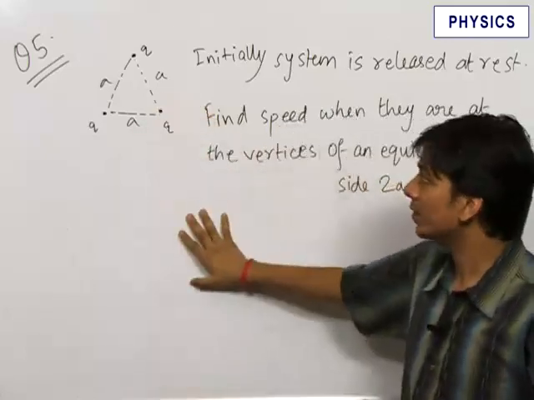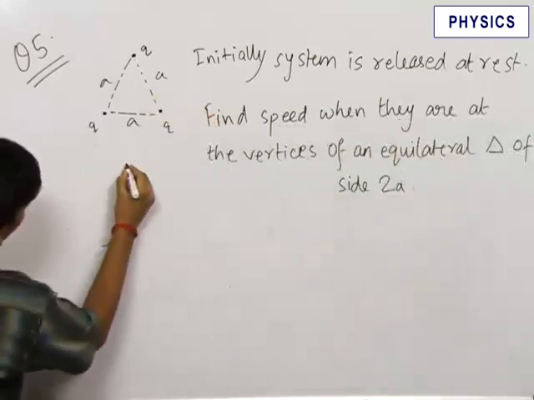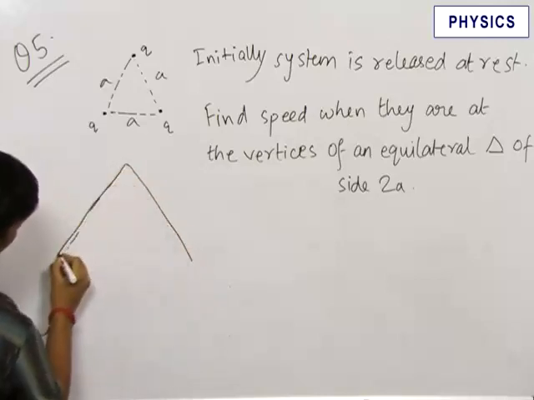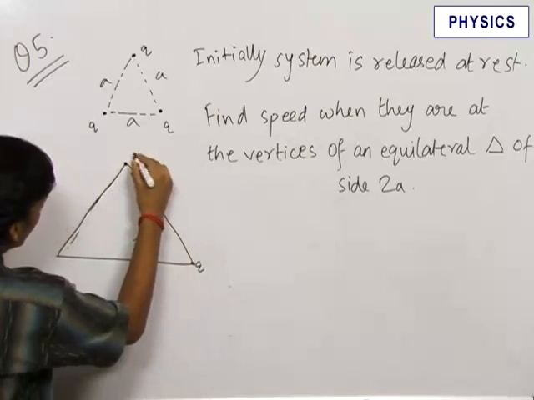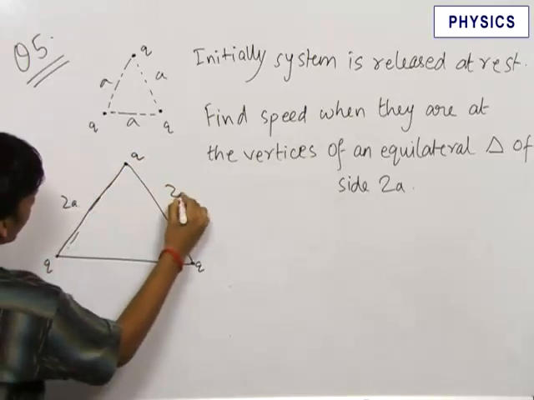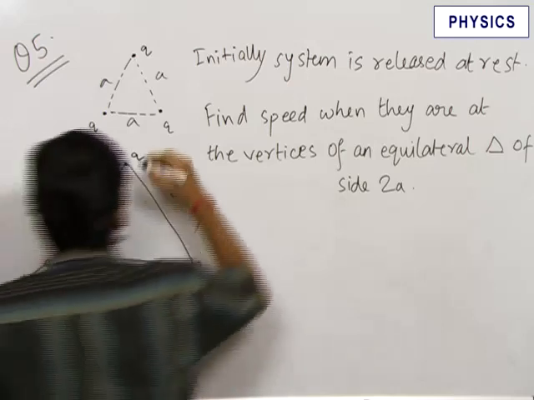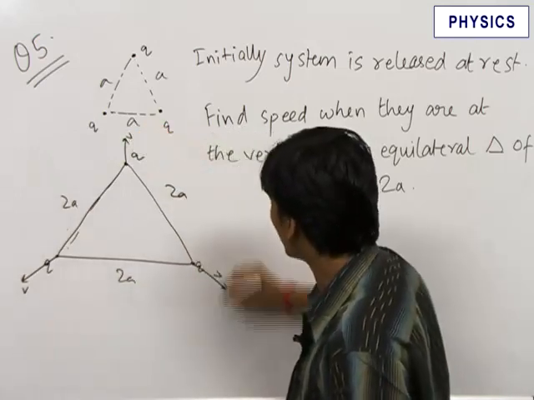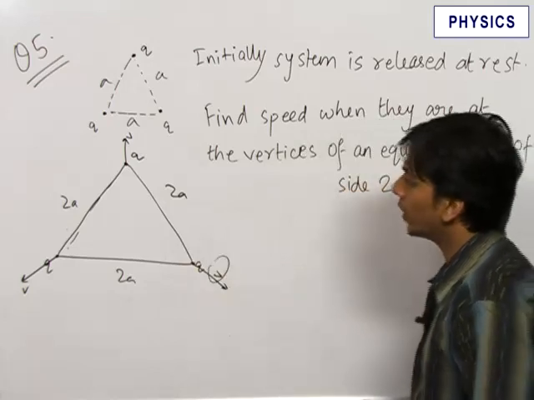Now in this question, by symmetry, each of these charged particles will always be moving along an equilateral triangle. So there will be a point of time when all these 3 charges come to the corners of an equilateral triangle of side 2A. At this point, each one would be having a velocity v. Since there is no biasness, it would be the same for all 3 of them. That will be equal to v. We need to find out this v.